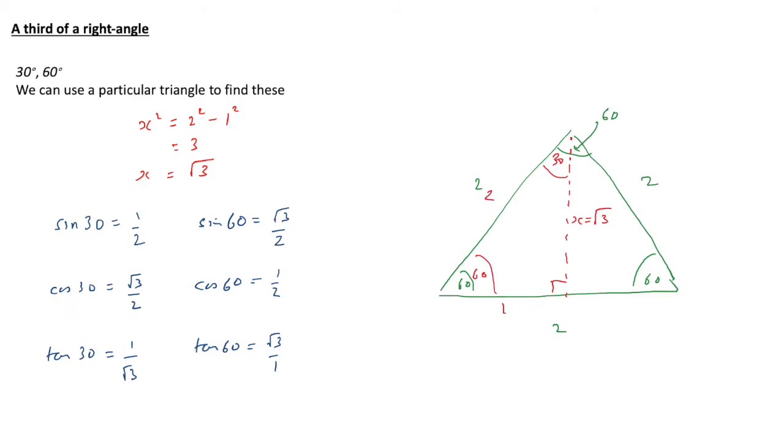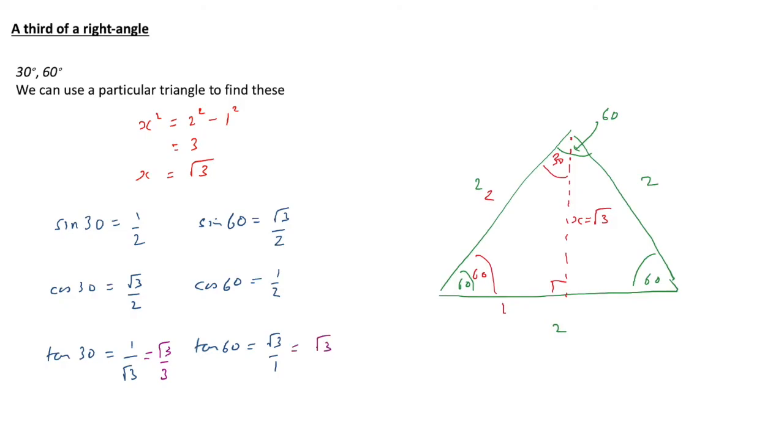With tan 30 we can do a similar job to what we did with sine and cos of 45. So if we times the top and bottom by root 3 we end up with root 3 over 3, and for the tan 60 we can write it without the dividing by 1 of course.